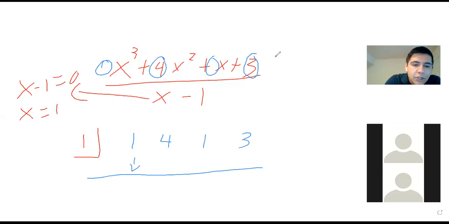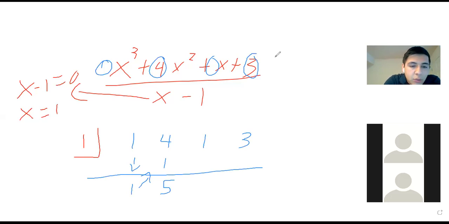So what happens is that we drop down the 1. And then we have 1 times 1, which goes up here as 1. Now we're going to combine 4 and 1. So we're going to add those together, and we're going to have a 5.